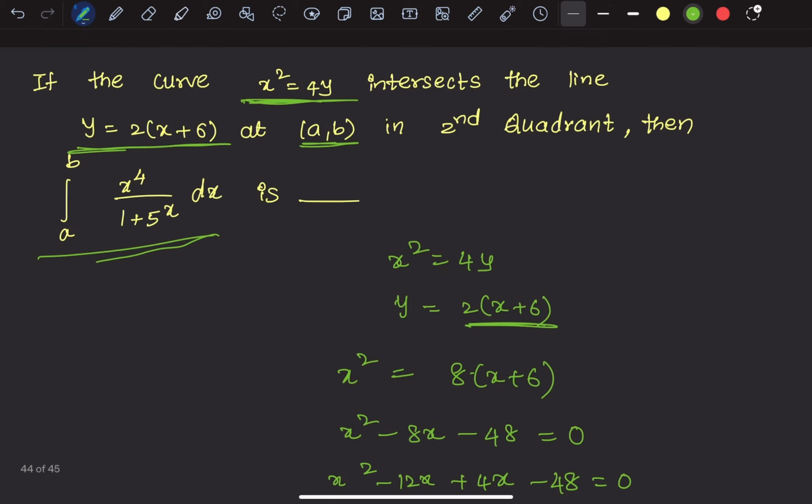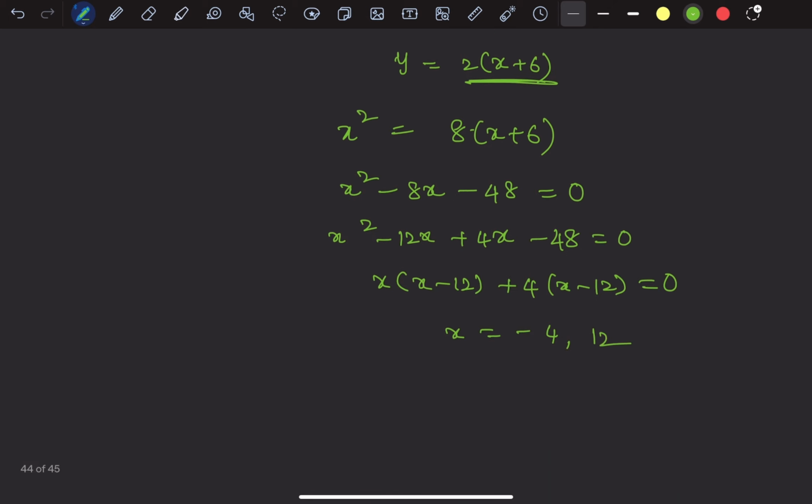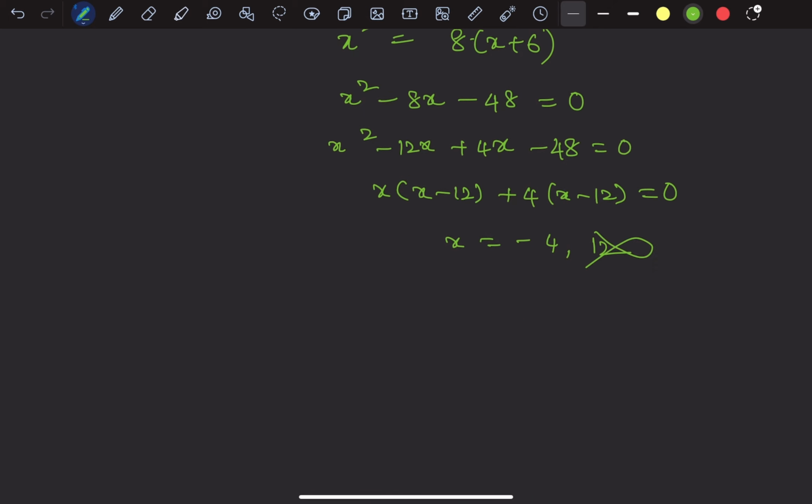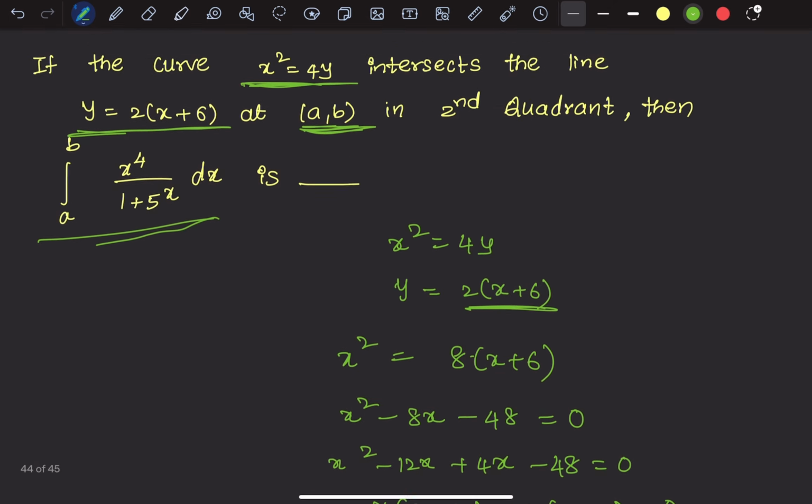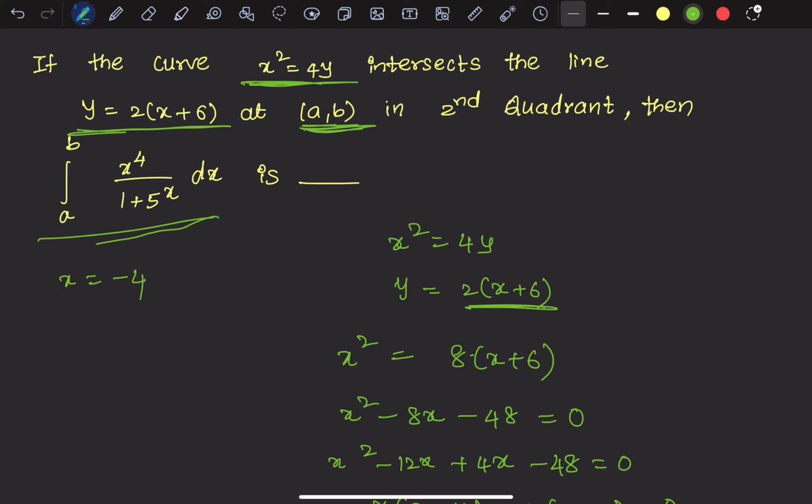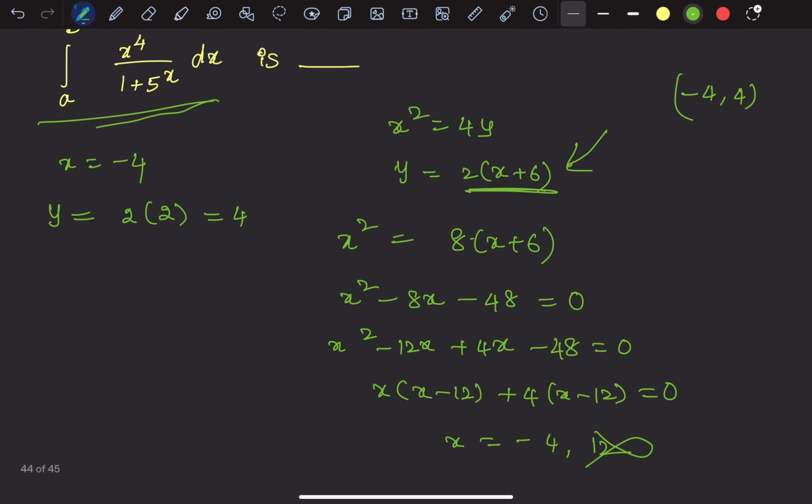Since it is given that this point lies in the second quadrant, x cannot be positive. So 12 is ruled out, and x is equal to minus 4. When x is equal to minus 4, you can find the y from this equation. So it will be 2 multiplied by 6 minus 4, which is 2 times 2, so y is equal to 4. So a comma b is minus 4 comma 4. Now you have to evaluate the integral.